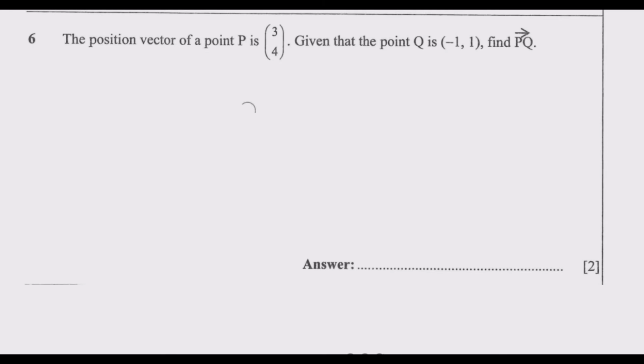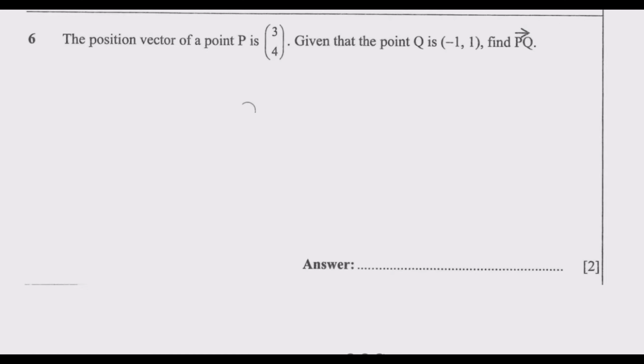Let us look at question 6. The position vector of a point P is (3, 4). Given that the point Q is (-1, 1), find PQ, which is the direction from P to Q. So the easiest way to answer this question is to make a visual representation so that you follow me as I'm trying to answer this question.